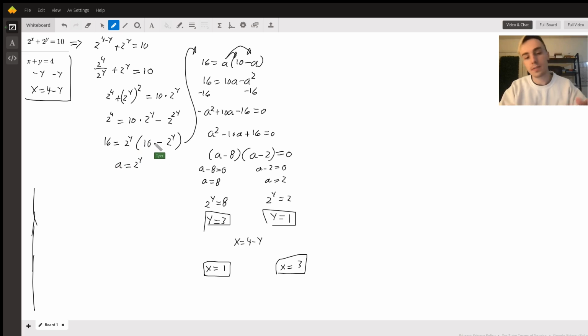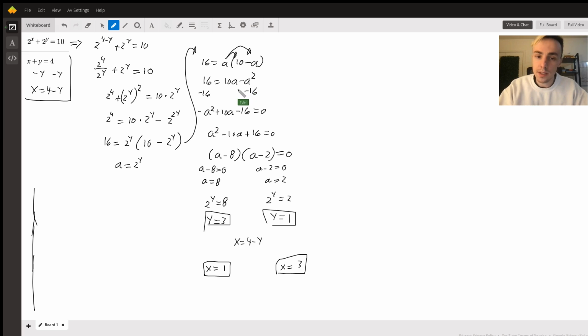At this point, I felt like we could do some sort of zero product property stuff, but I wasn't quite sure what we were going to do. The trick is if you substitute 2 raised to the y for a, you actually get a quadratic, which you can solve using factoring, completing the square, the quadratic formula, or a whole bunch of techniques. So we get 16 equals a times 10 minus a. Distributing the a through, we get 16 equals 10a minus a squared.